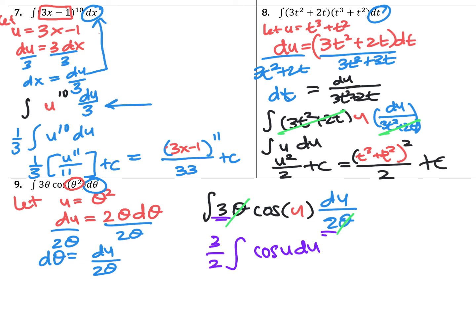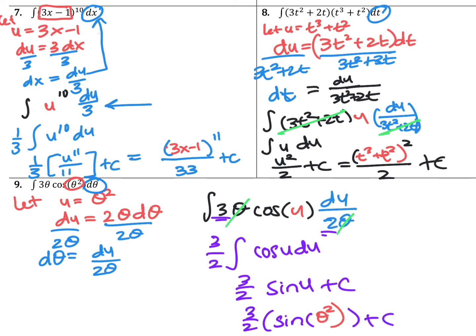And then I'm going to ask myself, what do I take the derivative of to get cosine? I take the derivative of sine. The 3 over 2 is going to stay in front, plus c. And then lastly, I'm going to substitute in what I know u is, which is theta squared, plus c. And again, I could take the derivative of that function to ensure that I get back to what I had there before.